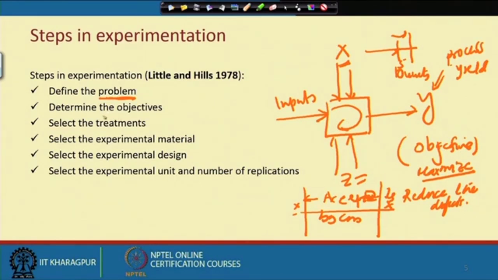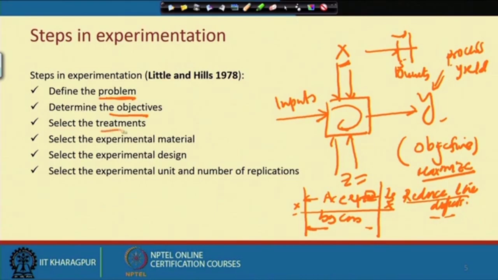Now, as I told you, first is the problem. Okay, it is a quality problem: the process is not performing as per the desired specifications. Then what will be your objective? Improve the quality of the output. So, in this case, reduce the defects. Or if it is a dimensional variable, you produce within this range, something like this.